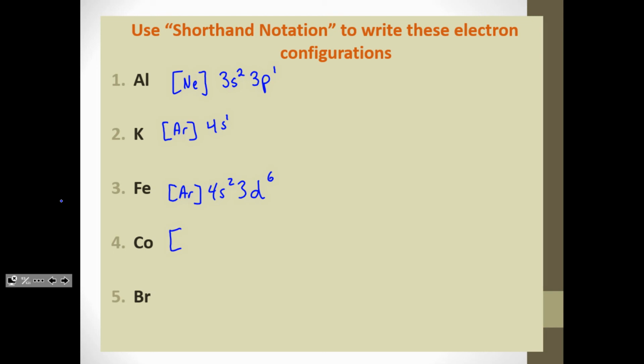Cobalt, also in the same row. It's 1 next to iron, 4s2, 3d7. It's the one next to it. And bromine, we bracket argon, and we would say 4s2, 3d, and there's 10 of those elements. And then we come back to 4p and count all the way to bromine, which is 5. And that is the shortcut method to electron configurations.